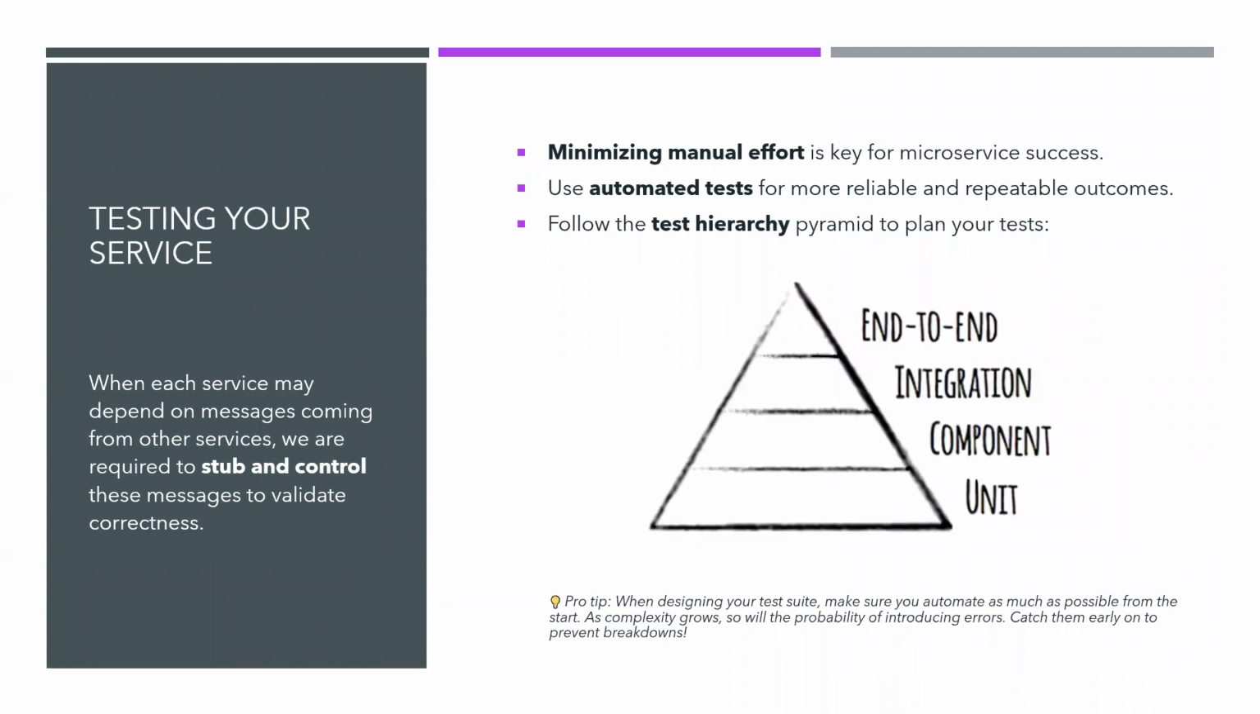Speaking of tests, when we're dealing with tests, especially in microservices, we want to minimize the amount of manual effort we're performing. We don't want to be running manual tests. Imagine trying to verify everything works when you have a service mesh of 50 plus microservices or 100 plus microservices. It is not only inefficient, it is also extremely error prone. So managing complexity through automation is key for success when dealing with microservices.